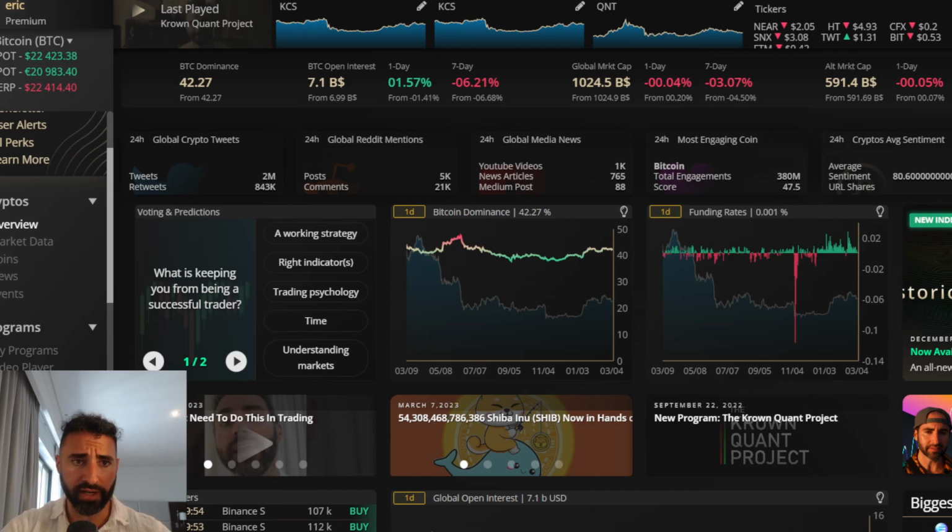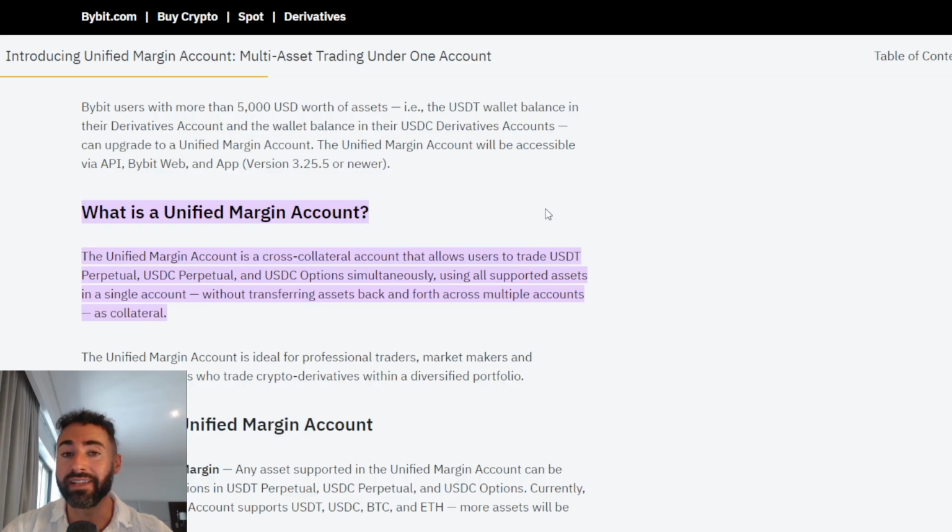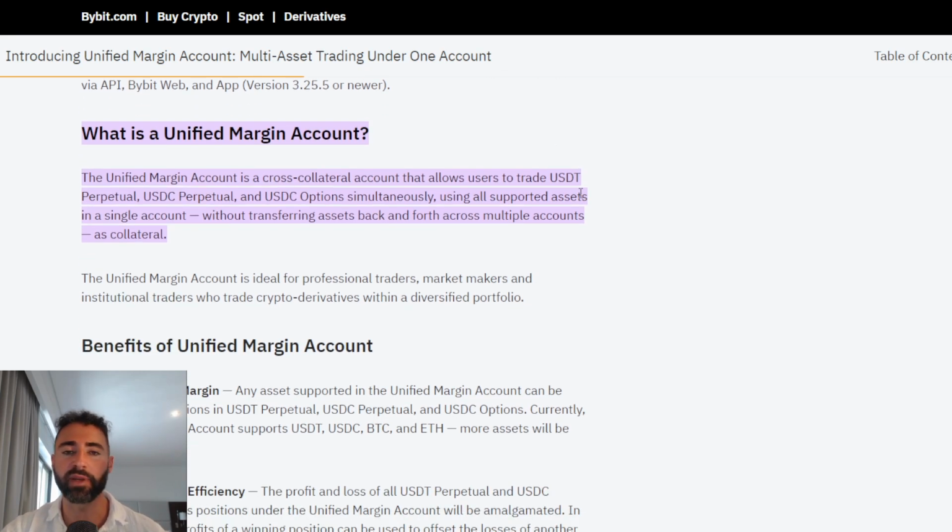All right, sweet. So let's just jump right into it, starting off with what is a unified margin account, taken directly from ByBit's website. Then I'll put it into hopefully more friendly English terms, and then we can move through this one rather efficiently. So a unified margin account is a cross-collateral account that allows users to trade USDT perpetual, USDC perpetual, and USDC options simultaneously using all supported assets in a single account without transferring assets back and forth across multiple accounts as collateral. All right, so what does that look like in practice?